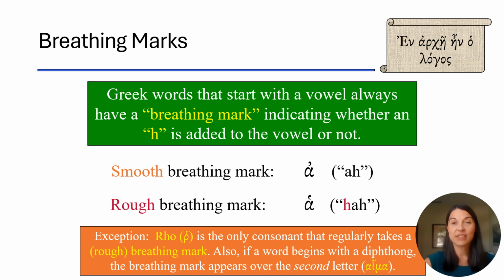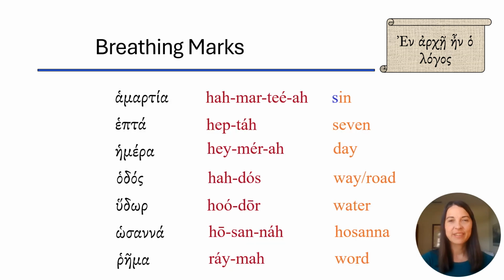So there is an exception to this. The rho also will take a breathing mark, and that is consistent. But if it does, that doesn't really change the pronunciation of the rho. Also, if a word starts with two vowels, so a diphthong, the breathing mark will appear over the second letter. So let's try this out.